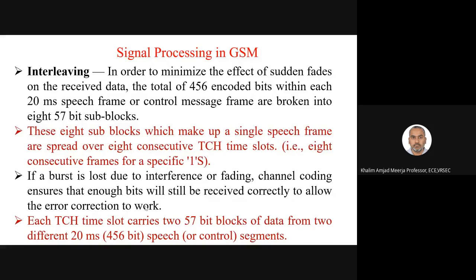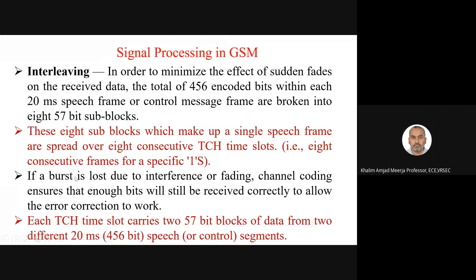In order to minimize the effects of sudden fades on received data, a total of 456 encoded bits within each 20 millisecond speech frame or a control message frame are broken into 8 57-bit subblocks. So you divide them into 8 subblocks. These 8 subblocks make up a single speech frame and they are spread over 8 consecutive TCH time slots. So instead of sending the entire block of 20 milliseconds in one time slot, you divide it into 8 time slots and you pass one part in each of the consecutive time slots.